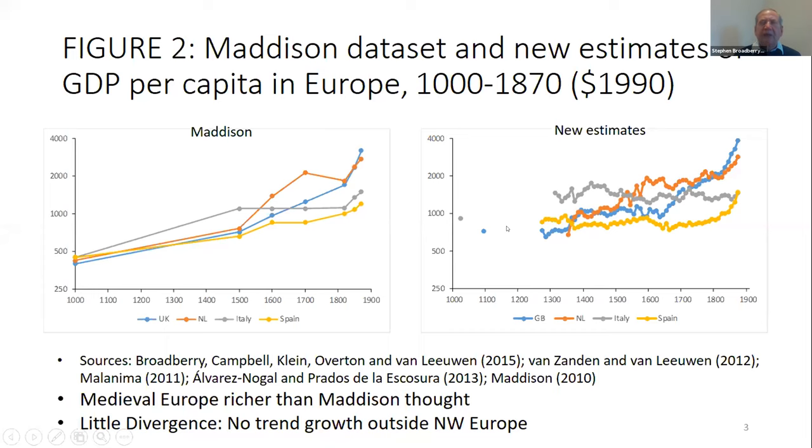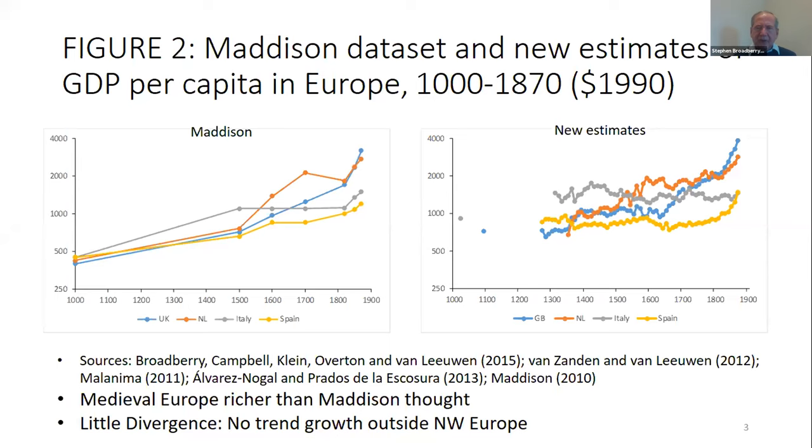And in particular, you'll see that if we take the Mediterranean economies of Italy and Spain, although you have some periods of growth, this is followed by periods of negative growth or shrinking, so that over the long run, there's no trend. And that's true for Spain as well through to the 19th century. So growth is really limited to Northwest Europe, exemplified here by Britain and the Netherlands.